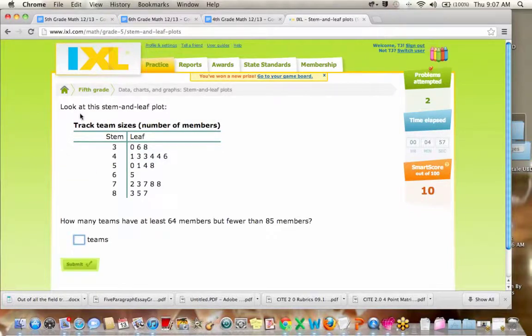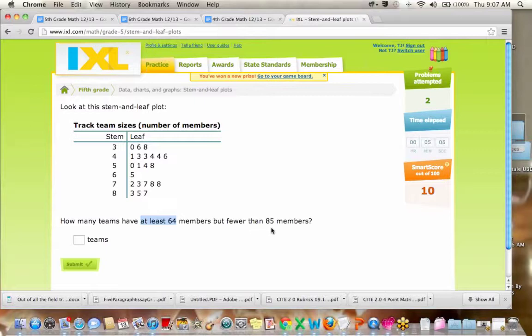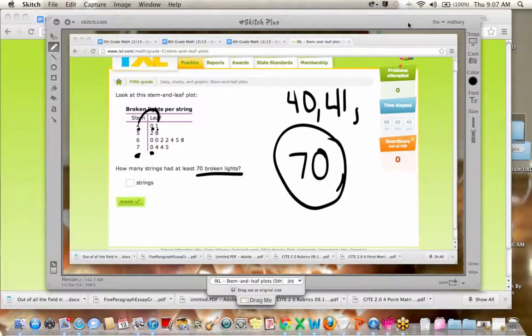All right, stem and leaf, here we go. Look at this. How many teams have, okay, here we go again, at least 64 members, but fewer than 85. So I'm going to take a picture of this one because this I'm going to draw on.